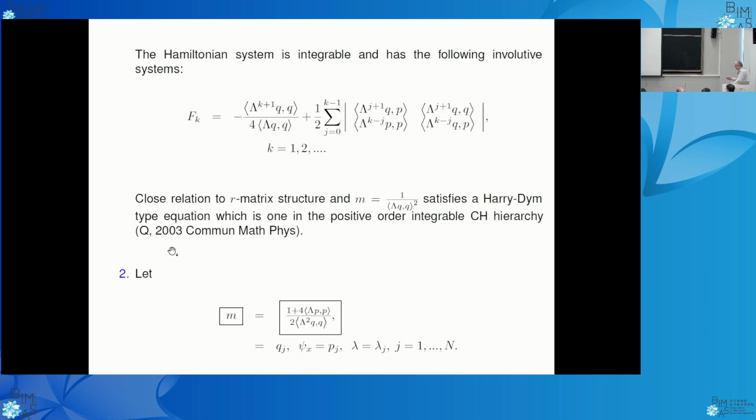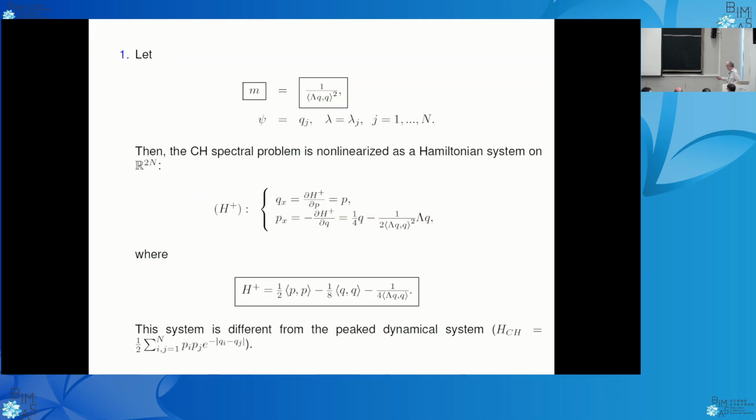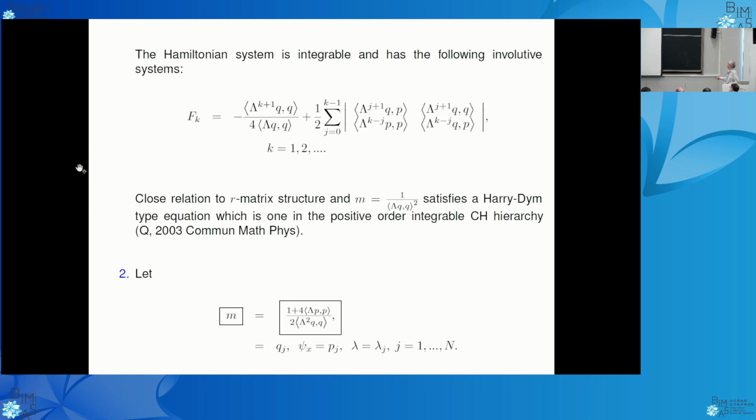Now, next step, remember, as per the Liouville theorem, we need to verify this integrability using a system of independent functions. We need to find a system of independent functions such that those functions make the Poisson bracket with H plus equal to 0. So here I create those functions, still based on those corresponding eigenfunctions, but with lambda k plus 1, for positive integers. This is a determinant of those two matrices. There's a relation to the R matrix structure, which I'm going to show you in a moment.